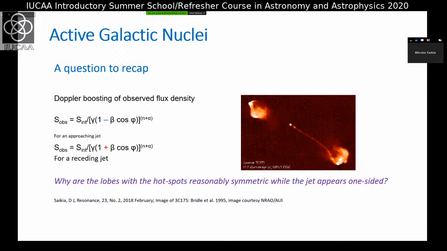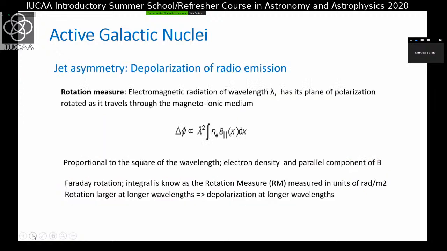So if our explanation is correct, let's see what is the manifestation or what is the result of that. What is the result of that? To understand that, I will just briefly mention to you the concept of rotation measure.